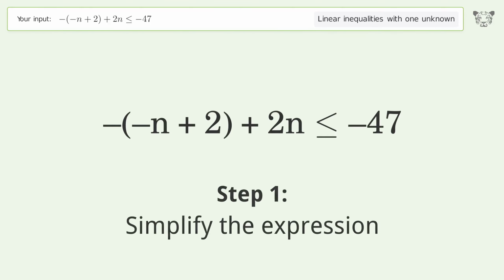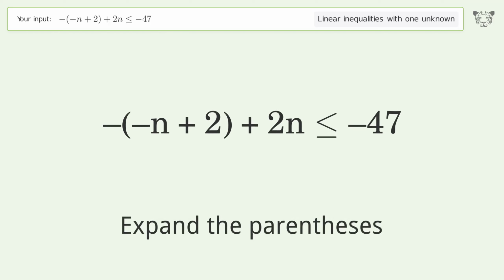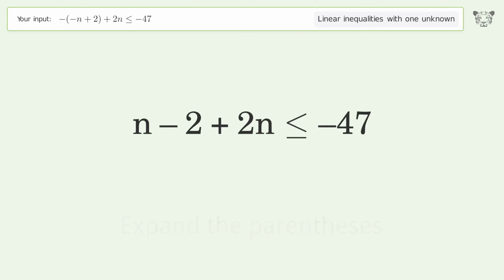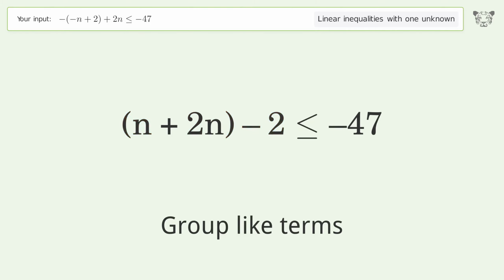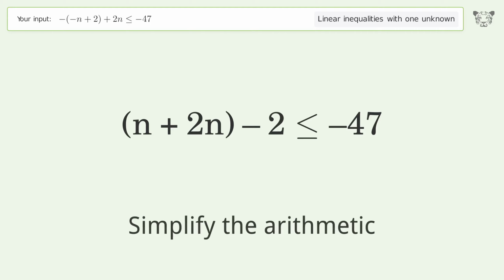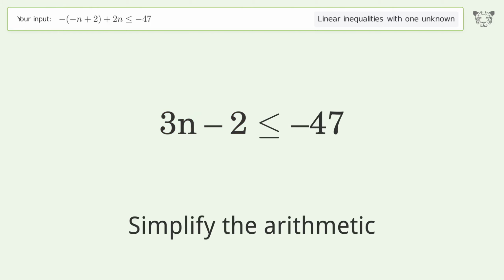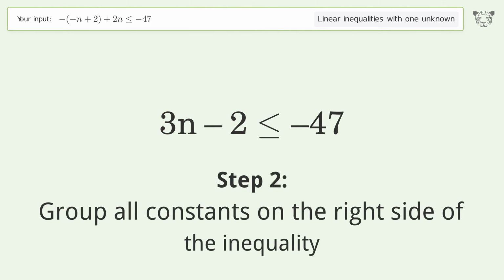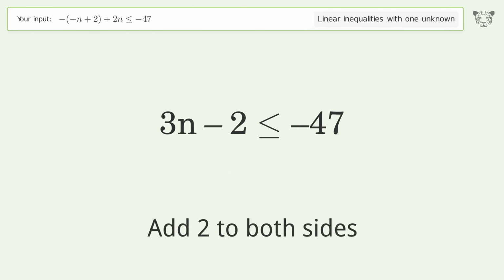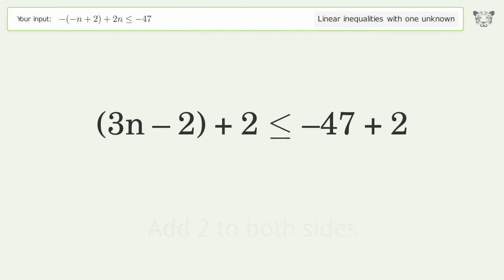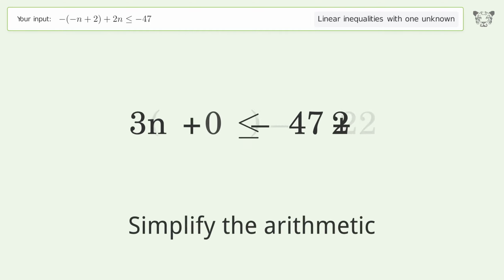Simplify the expression. Expand the parentheses. Group like terms. Simplify the arithmetic. Group all constants on the right side of the inequality. Add 2 to both sides. Simplify the arithmetic.